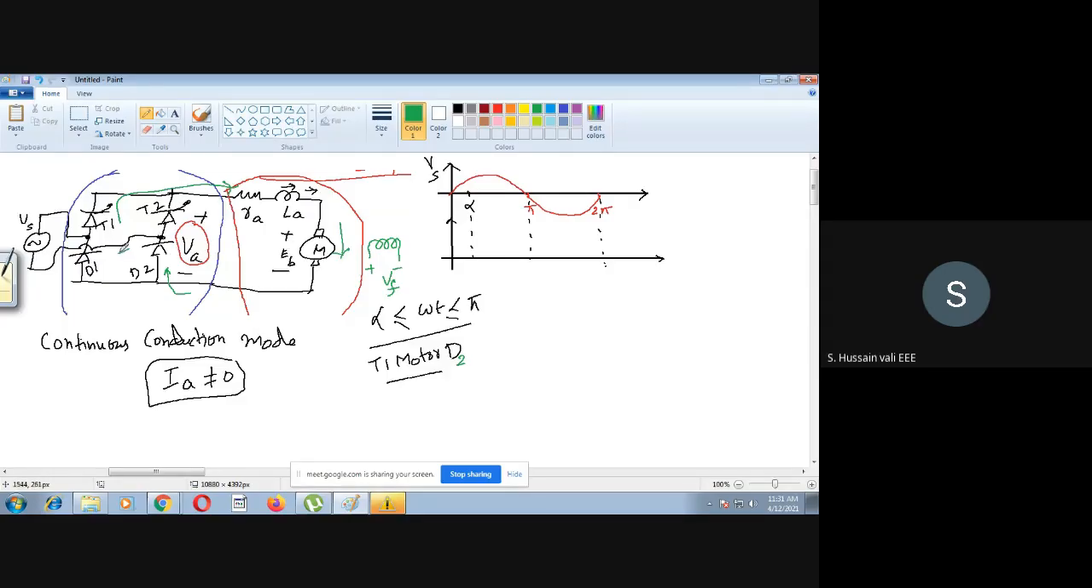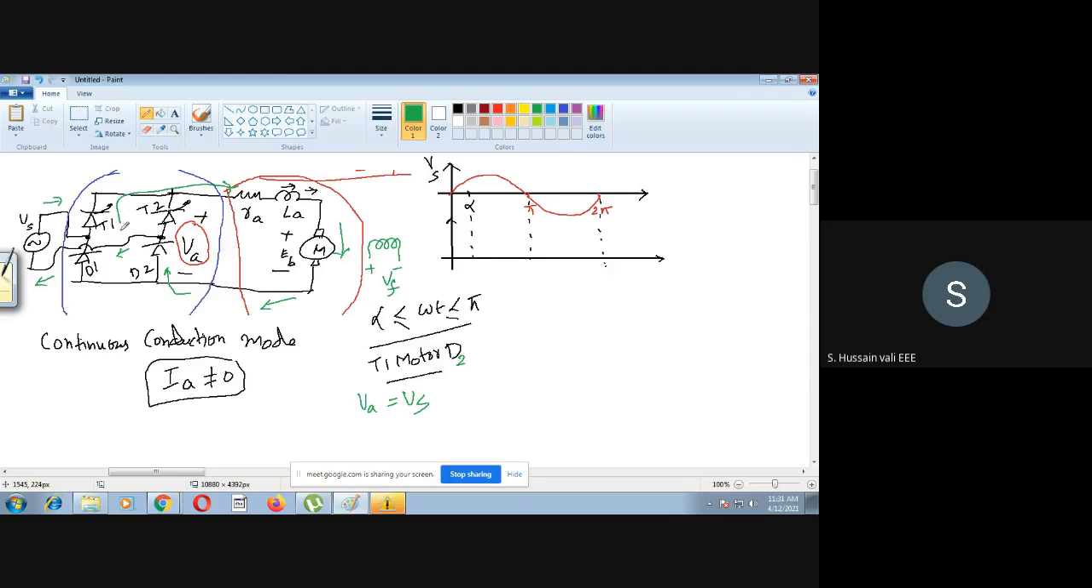Through that it makes a closed path. There's a green line which I have drawn, a closed path for T1 and D2. It will continue till omega t is equal to pi. So when T1 and D2 are conducting, VA is the same as VS. Just apply KVL, then you will understand.